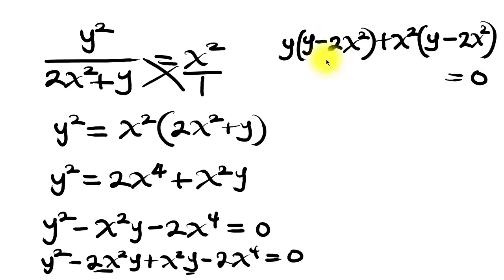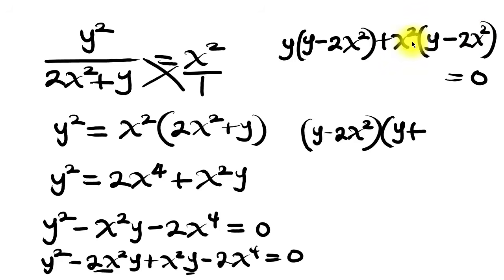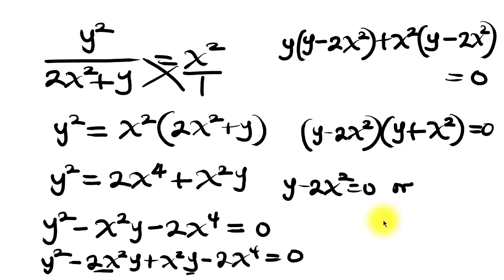Now notice something. We have y minus 2x squared common, so we can factor out y minus 2x squared, and then open a bracket. Now from this first term, notice that when this is factored out, y remains, and then plus, when this is factored out, x squared remains, so x squared. Very good. And this is equal to 0. Now notice that we have 2 cases. We have y minus 2x squared equal to 0, or we have y plus x squared equal to 0. So let's solve these 2 cases one after the other.